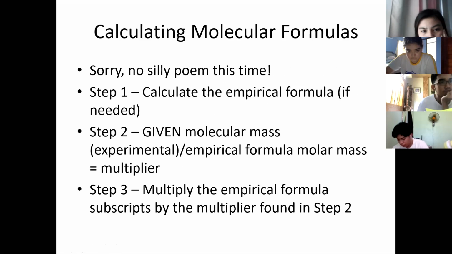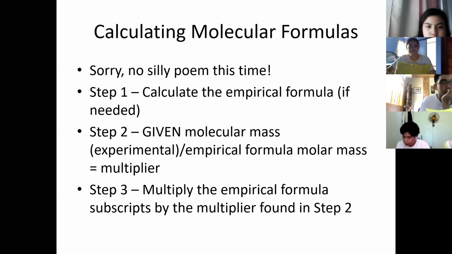Step number 2, given the molecular mass, the experimental molecular mass will be divided by the empirical formula's molecular mass. And then the result, which is the quotient, will be our multiplier to the subscripts of your empirical formula. Just like step number 3 in finding the empirical formula, where the subscripts of your element is a decimal value.